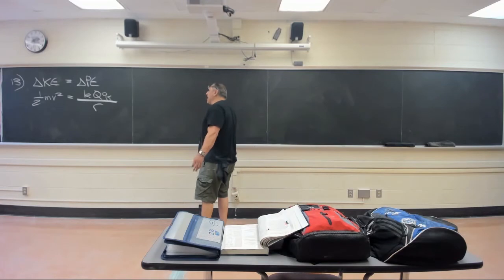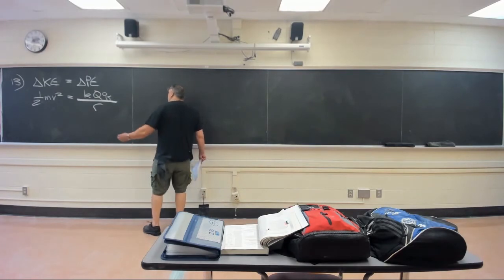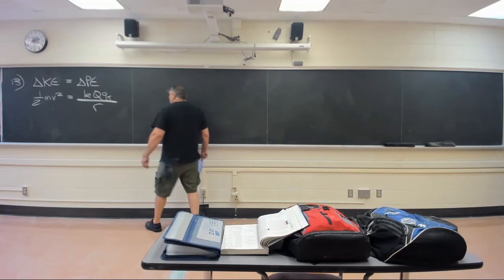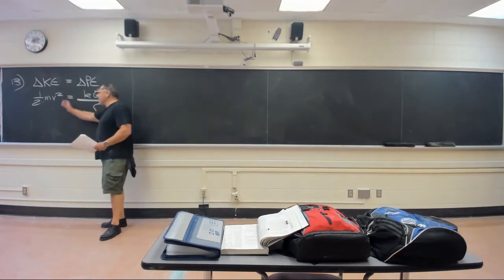What's the final kinetic energy? There are so many ways to write this thing. The final kinetic energy is 0. The initial kinetic energy is 1/2 mv squared. There are other ways to write this, but I'm going to stay right here.